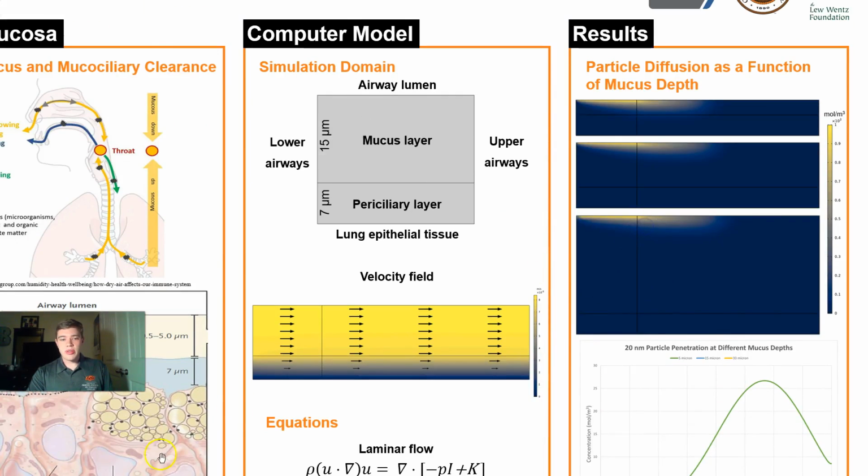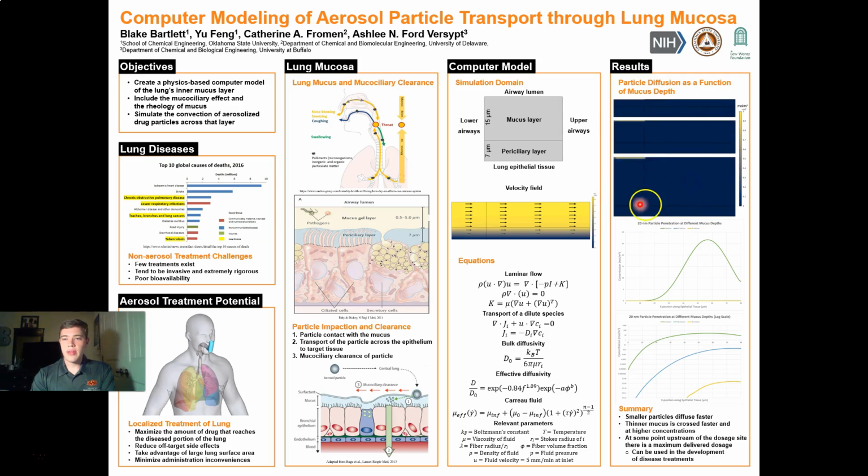Now, looking at some of our results, and as you can see with the animation going right here, it doesn't really work when I zoom in, so it's going to have to stay zoomed out a little bit here. We can see that as a particle is administered to this dosage site that you see right here, it will eventually diffuse into the mucus and hopefully at some point reach the tissue below. Now, depending on how thick that mucus is, it's going to change when that particle is able to reach the tissue and in what concentration.